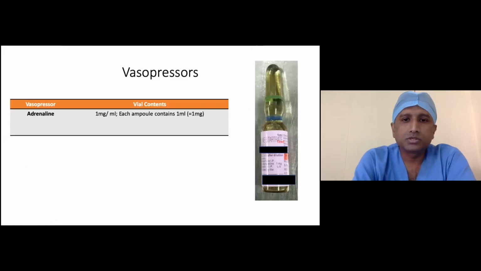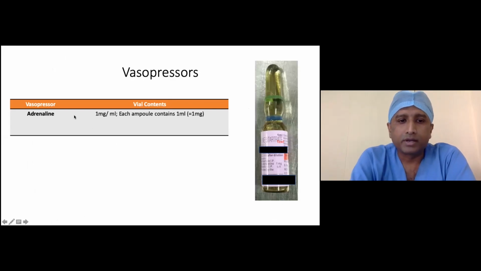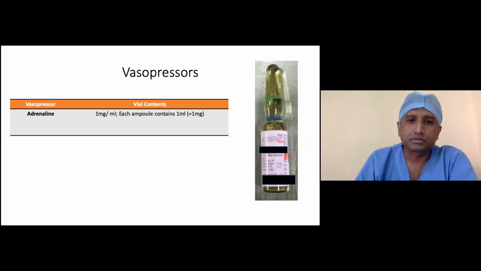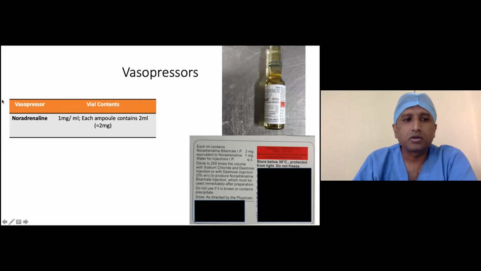Now, the commonly used vasopressors which I will be dealing with are adrenaline, noradrenaline, and vasopressin. First of all, I will be talking about adrenaline. It comes in an ampoule of 1 ml and each ml contains 1 milligram. Next is noradrenaline. It comes in an ampoule of 2 ml and each ml contains 1 milligram, so an ampoule of noradrenaline contains 2 milligram.